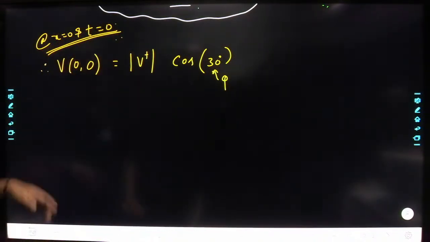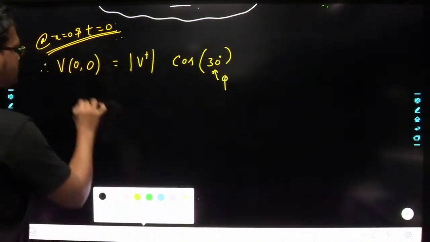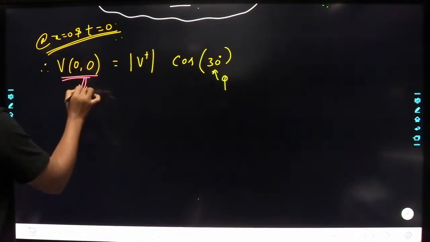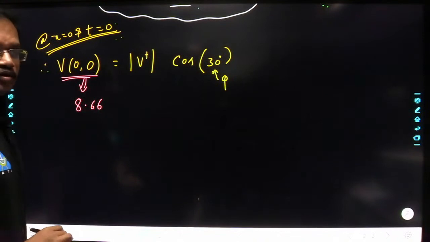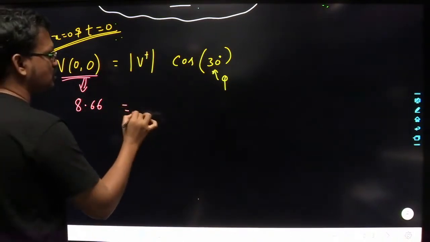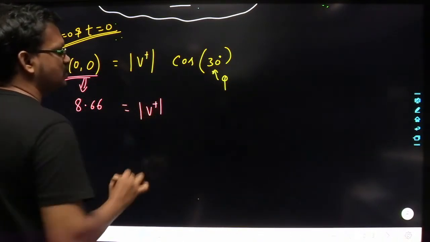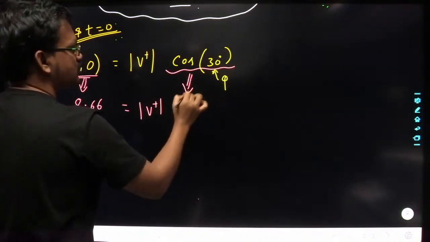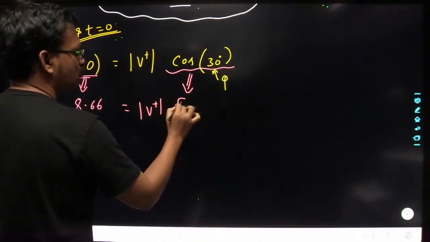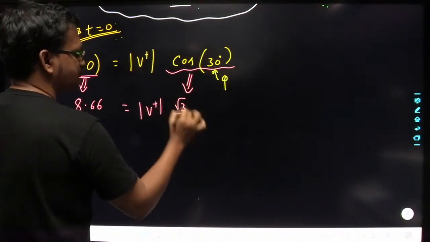they have given this voltage value as 8.66 volts. So this is equivalent to magnitude of V plus into cos 30. What is cos 30 here? Cos 30 is nothing but root 3 by 2. Right?